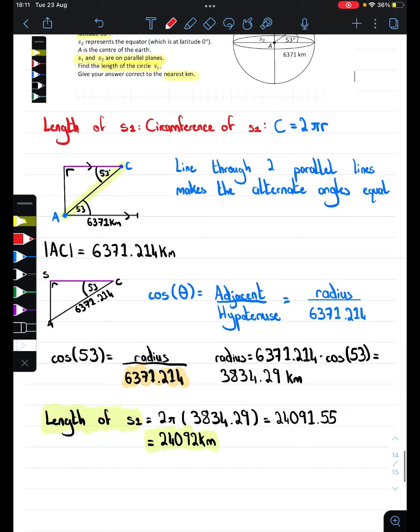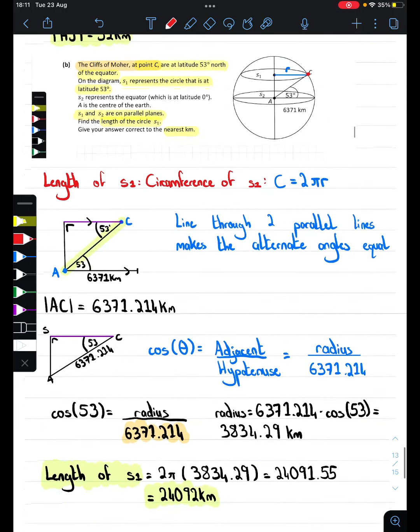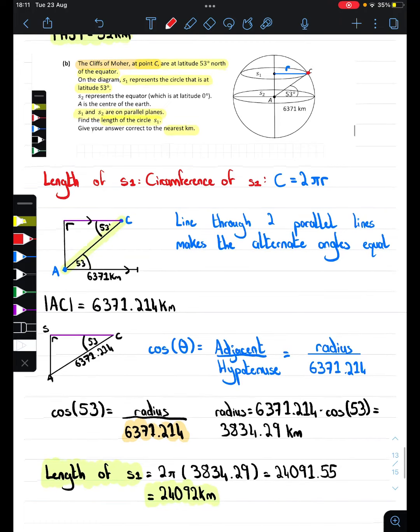But either way, the answer is going to be so close. It's probably only a difference of like 5 kilometers either way, which when you're talking about 24,000 kilometers, is a very small margin of error. But I think that this is the more correct way, since if they say that C is the cliffs of Moher, then it's not equal to the radius.